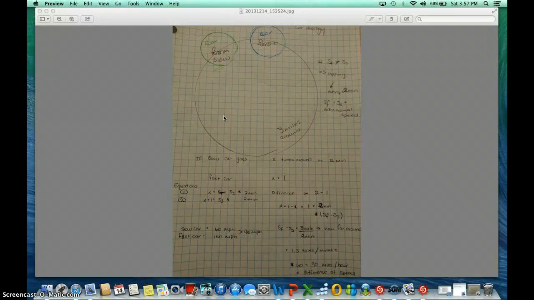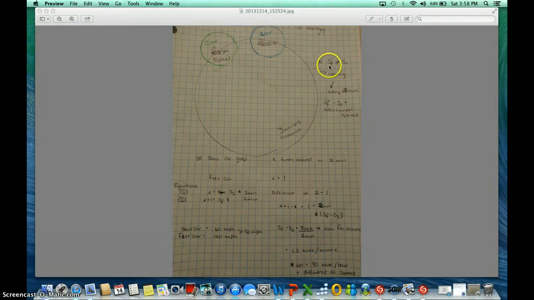So we have this racetrack here, and then we have two cars. Let's say that the blue car is faster than the green car, so this one would be slow. If we knew the difference of the speed of both cars, we would be able to find how long it would take to go around the track, but we don't know that.